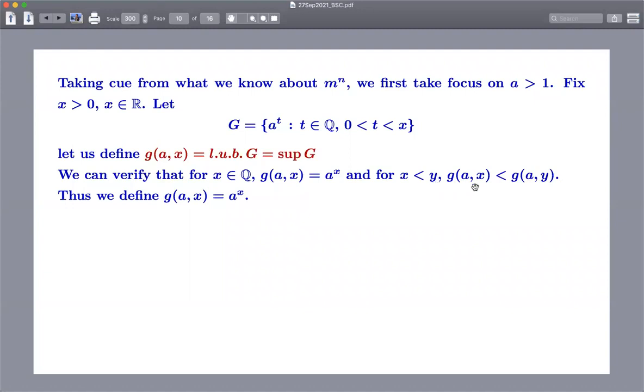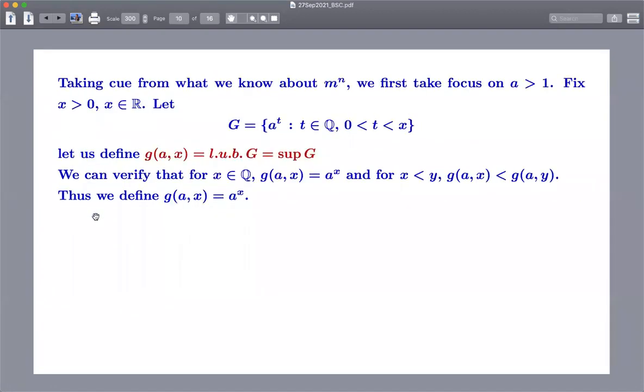And for x less than y, we can verify that g of a comma x is less than g of a comma y, because there will be a rational number in between. So the least upper bound for the first set will be less than the least upper bound for the second set. Now we define this itself to be a power x. And now we can verify various things that we want to. Before that, we will have to go to the cases: what if a is equal to 1, what if a is between 0 and 1, and what if x is less than 0. All that we still have to do.